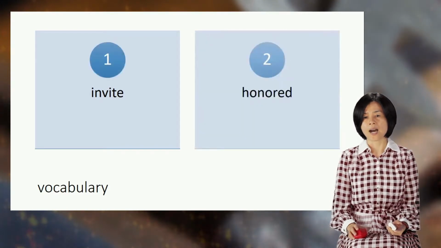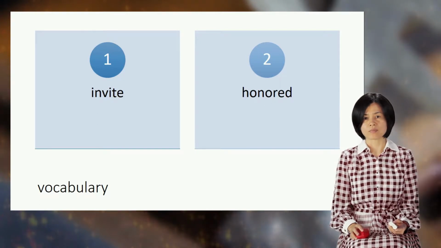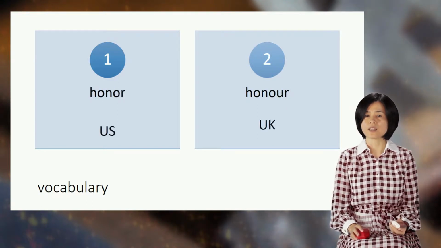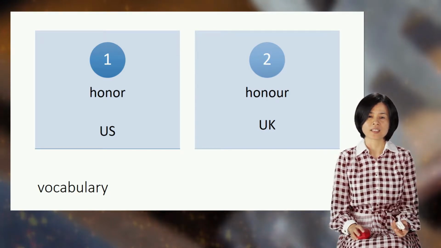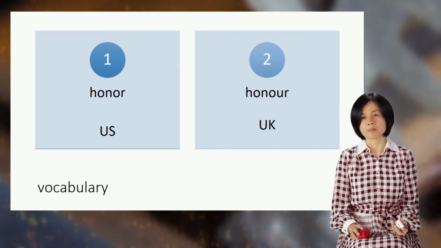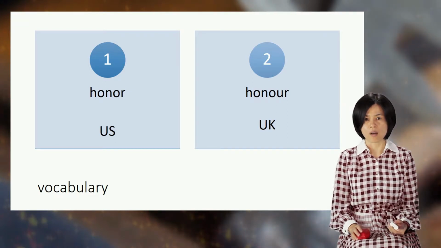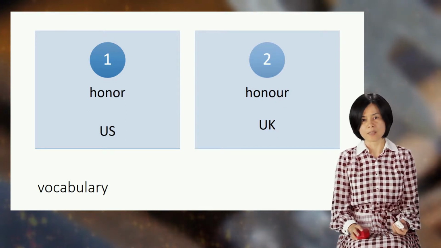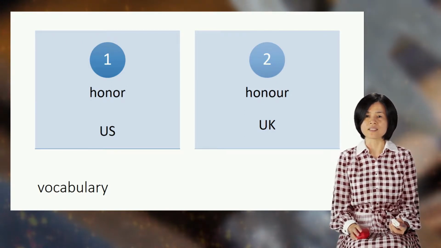The other word, honored. Honored is a term that is frequently used during a presentation, and it is an adjective. And its verb is honor or honour. Honor on the left is the US spelling, and honour on the right is the British spelling. So both spellings are fine. H-O-N-O-R or H-O-N-O-U-R. US spelling or UK spelling. Honor means to show great respect for someone or something, especially in public.